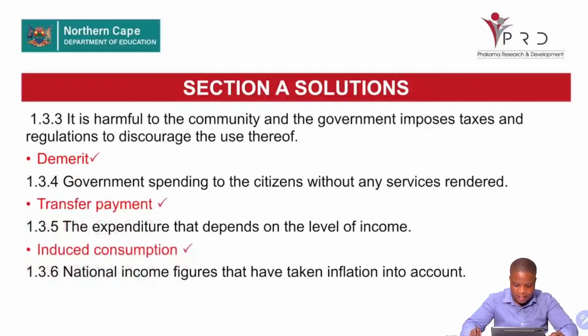National figures that have taken inflation into account. Right, so we have two national figures. The other one is the real figure. The other one is a nominal figure. The other one is not taking inflation into account. That is a nominal figure. So the one that takes inflation into account is your real figures or the real GDP. We say it is adjusted to inflation. Real GDP is adjusted to inflation and nominal GDP is not adjusted to inflation. You are marking yourself.